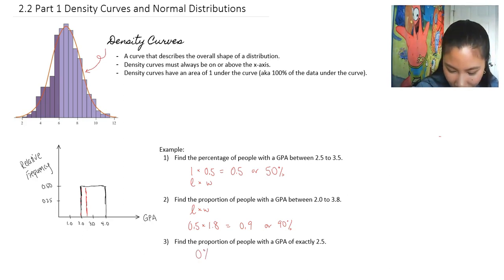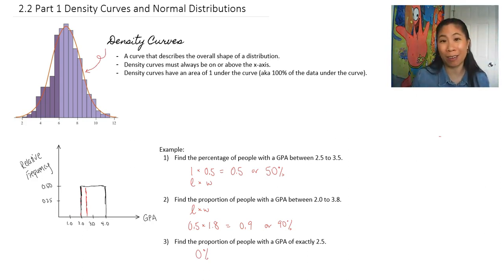This is a 0% because it has no area. It's just a line. This is a 2D shape, so there's no area to it, so that's why it's 0%. So anytime you're trying to find exactly a certain number, it's always going to be 0. But if you can actually find the area, then that's how you're going to be able to find the percent.